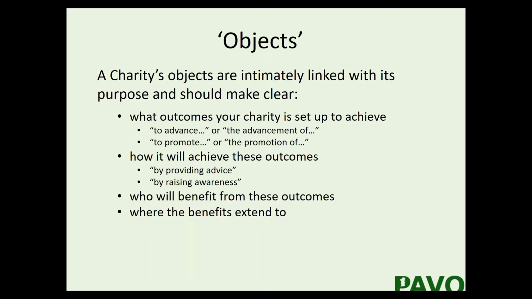The object should also state who will benefit from the outcomes, from the delivery of the charitable purposes, and how far those benefits extend. That could be a geographical area, or a certain section of the community, etc. But you clearly have to define it, and you have to put those into your governing document so that, again, it regulates how you actually run the organisation in the future.